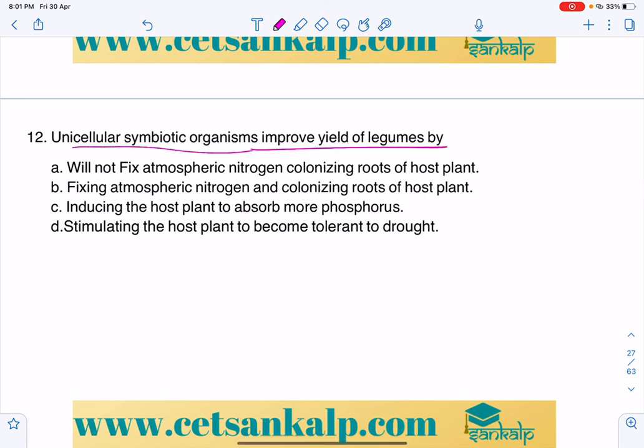Unicellular symbiotic organisms improve yield of legumes by, so that is where we can say, that is, we mentioned that biofertilizers.